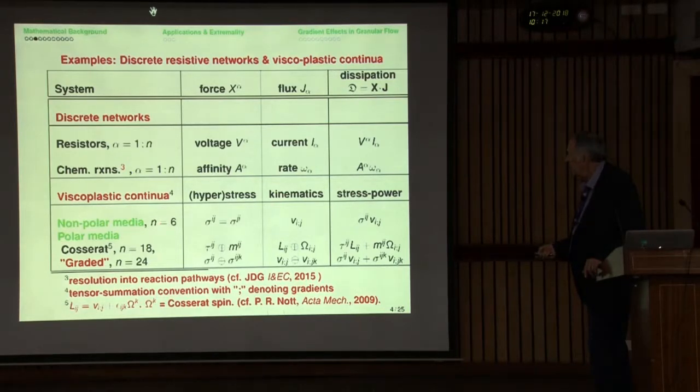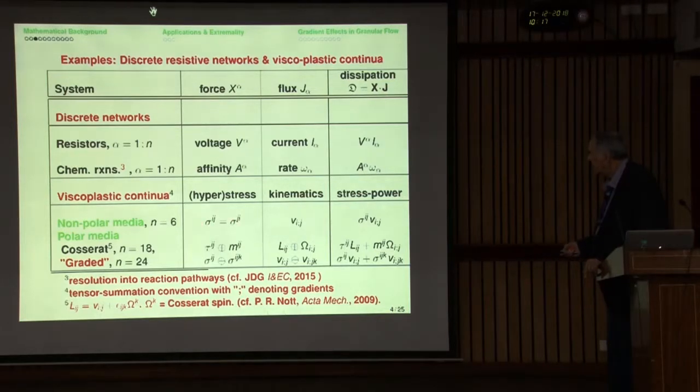So if I have a non-polar medium, we have a symmetric stress which acts on the velocity gradient, denoted by the semicolon here. And of course, all that counts is the symmetric part of this, or the deformation rate. So the stress power is given by this expression, or the dissipation rate.